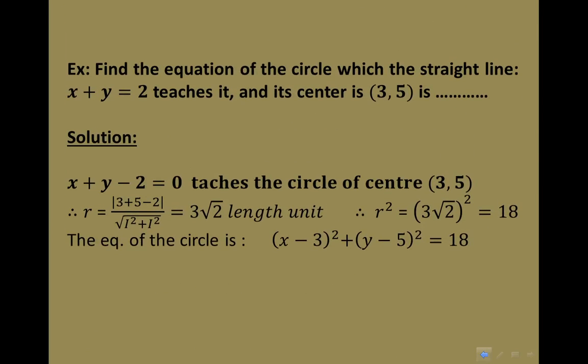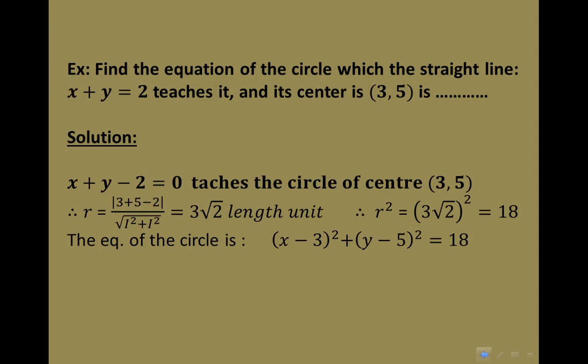Find the equation of the circle which touches the straight line x plus y equals 2 and its center is 3 and 5. Since x plus y equals 2 is a tangent to this circle, therefore x plus y minus 2 equals 0, and the center of the circle is 3 and 5. The radius is the perpendicular distance from the center to the straight line.